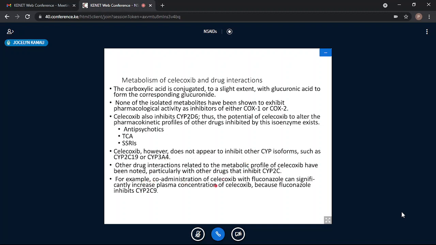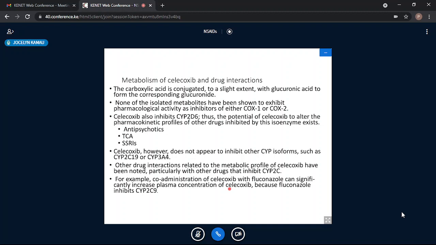For example, co-administration of celecoxib with fluconazole, a very, very important antifungal agent. The fluconazole can significantly increase plasma concentration of celecoxib because fluconazole inhibits cytochrome 2C9. So when you give it with other drugs, the other drug can either inhibit a metabolizing enzyme, induce a metabolizing enzyme, or compete for that enzyme. And because of all those different things, you will have drug-drug interactions.